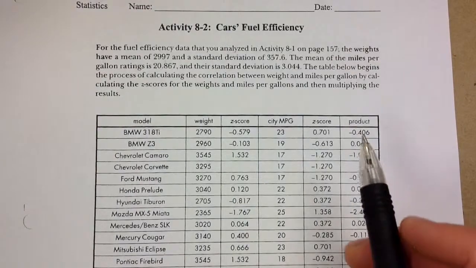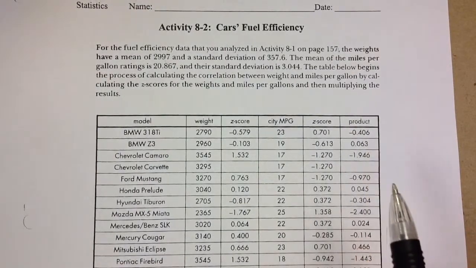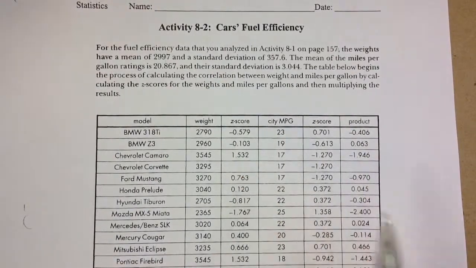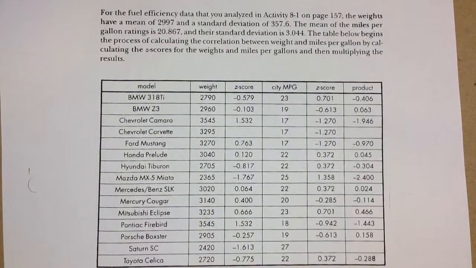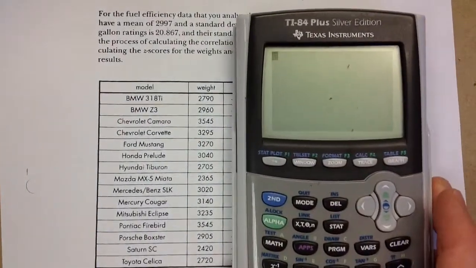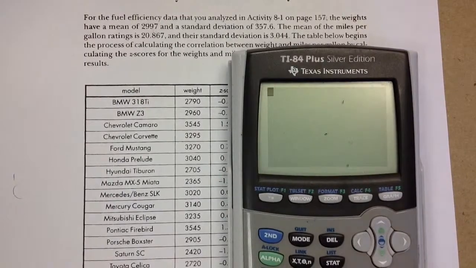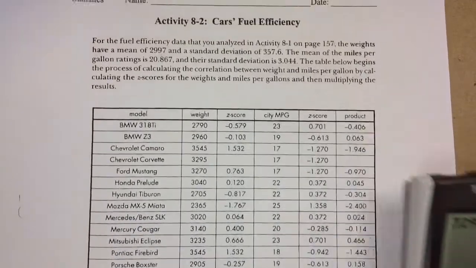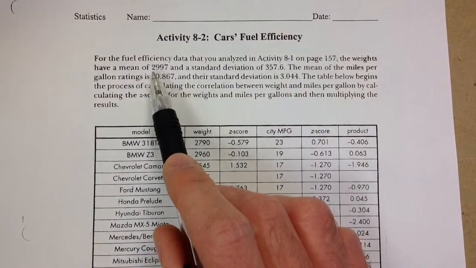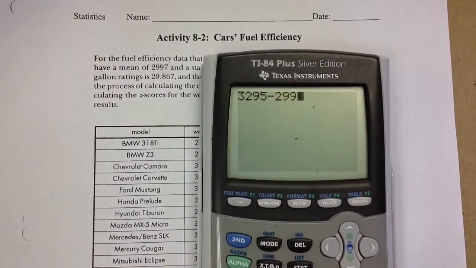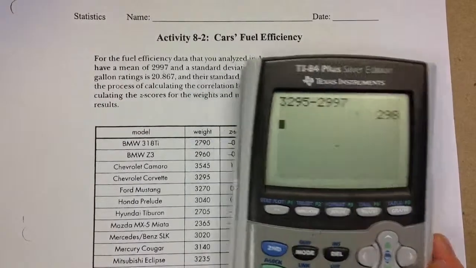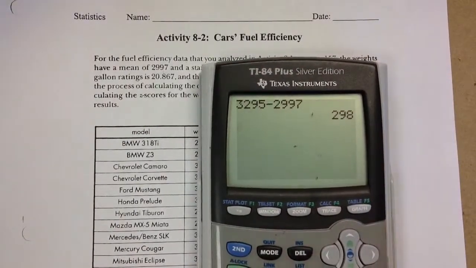So the first task that we're asked is to find the z-scores for the Corvette and also the Saturn SC here. And I think you know how to do this by now. A z-score is the value minus the mean. They tell you the mean. It's 2,997. You could have found that with one-variable stats, but they told you it. So that's the Vette's deviation from the mean for the weight. It's 298 pounds above average, but that's not good enough.